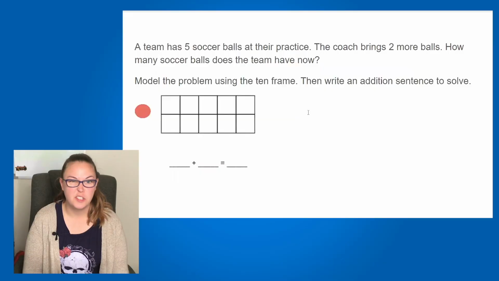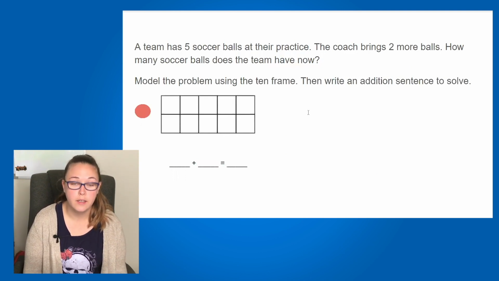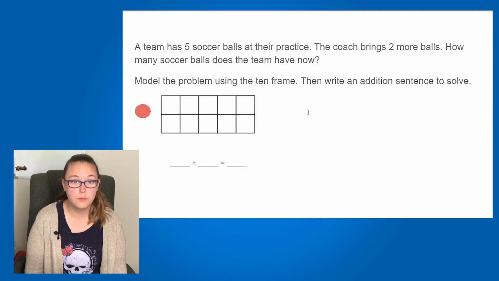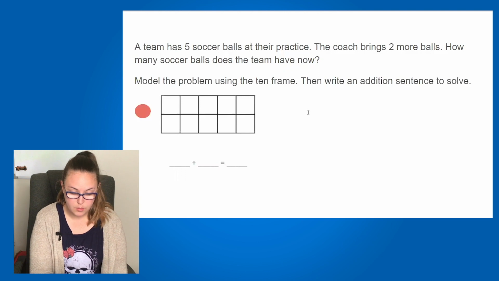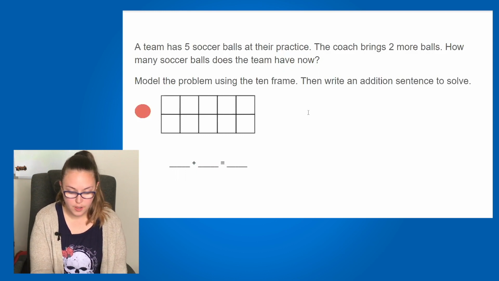Here's our first question. Now remember, we have to read the whole question before we can start to solve. That way we understand the context or the story behind the problem. So let's read the problem here. A team has 5 soccer balls at their practice. The coach brings 2 more balls. How many soccer balls does the team have now? Model the problem using the 10 frame, then write an addition sentence to solve.